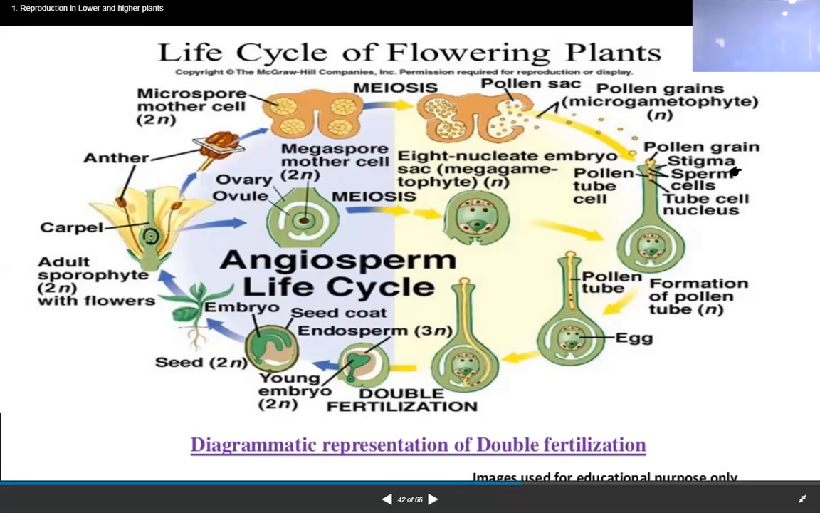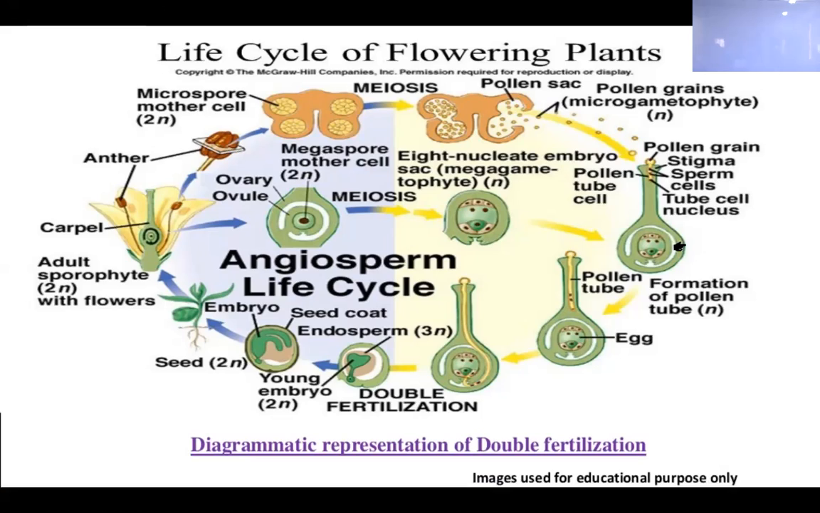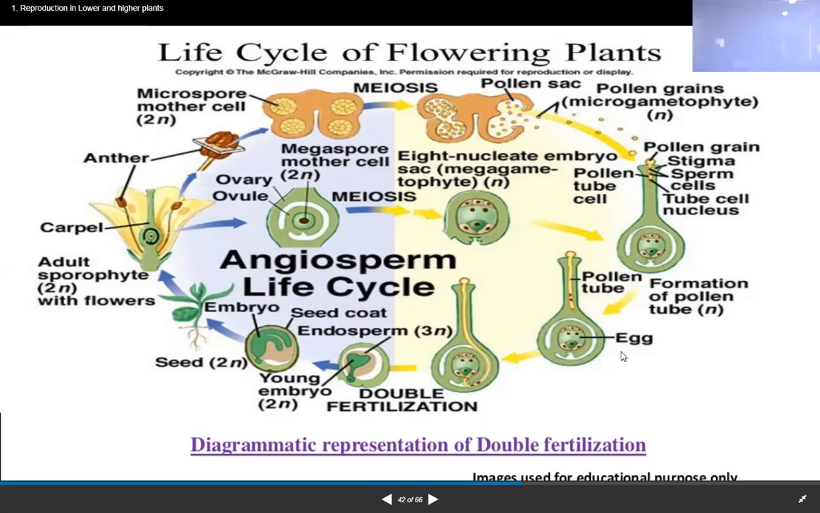Microgametophyte, pollen grain, stigma, sperm cell, tube cell, nucleus. Then formation of pollen tube, egg cell. Here there is fusion, double fertilization, we can say. Then the zygote enters into embryo. Then seed coat, and endosperm is going to form, which is triploid. So this is the angiosperm life cycle. Done?